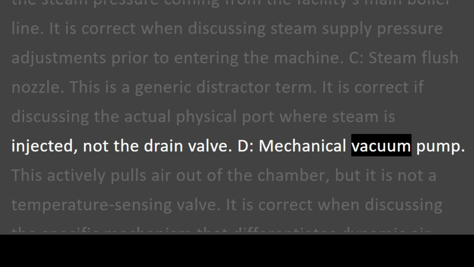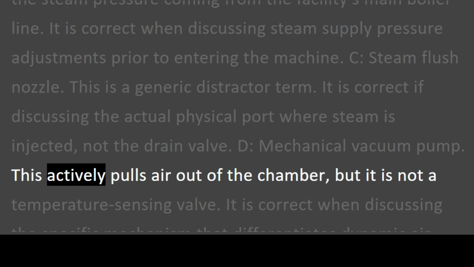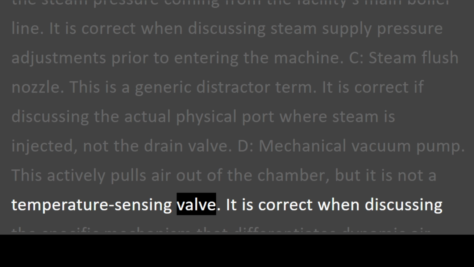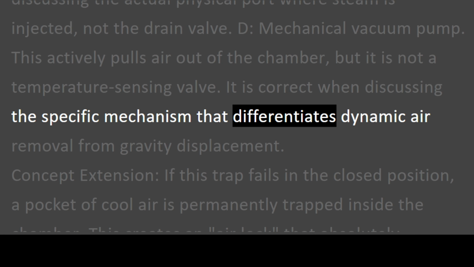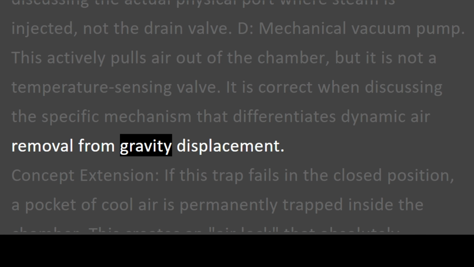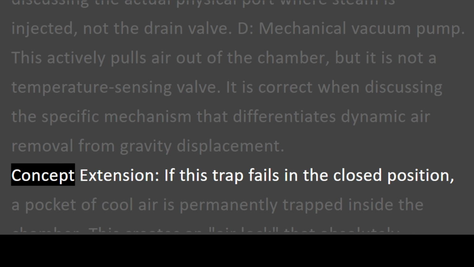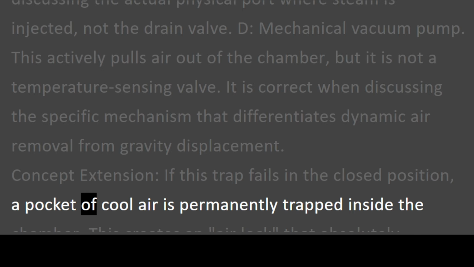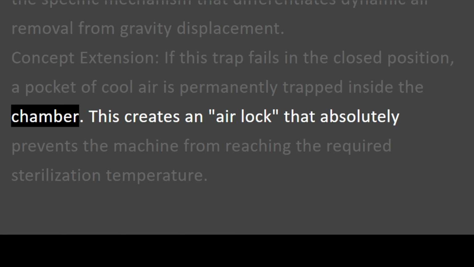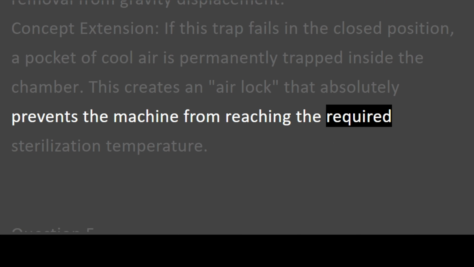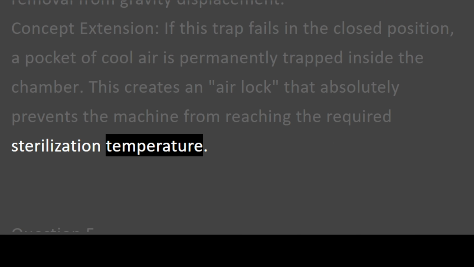D. Mechanical vacuum pump. This actively pulls air out of the chamber, but it is not a temperature-sensing valve. It is correct when discussing the specific mechanism that differentiates dynamic air removal from gravity displacement. Concept extension. If this trap fails in the closed position, a pocket of cool air is permanently trapped inside the chamber. This creates an airlock that absolutely prevents the machine from reaching the required sterilization temperature.